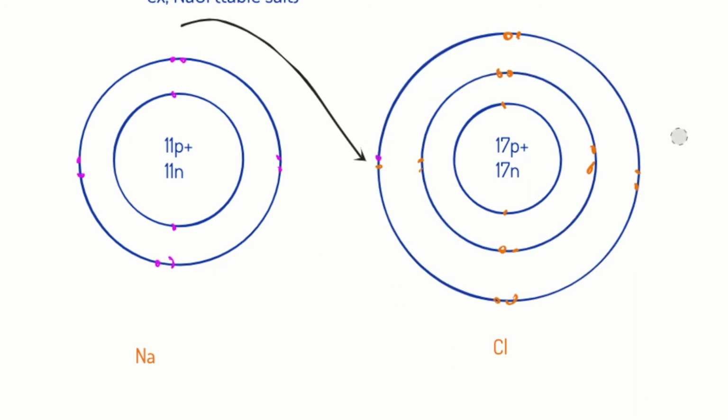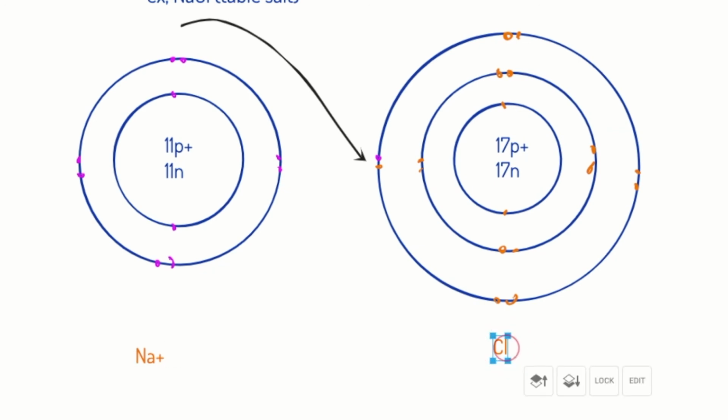And now chlorine's outermost shell is full, and so it's stable. And because sodium only has 10 electrons and 11 protons, it is more positive. So now it has become a positive ion. So I'm going to put a plus here. So that's how you write an ion. You add a little plus symbol. If it had lost 2 electrons, you would put a 2 plus. If it had lost 3 electrons, you would put a 3 plus.